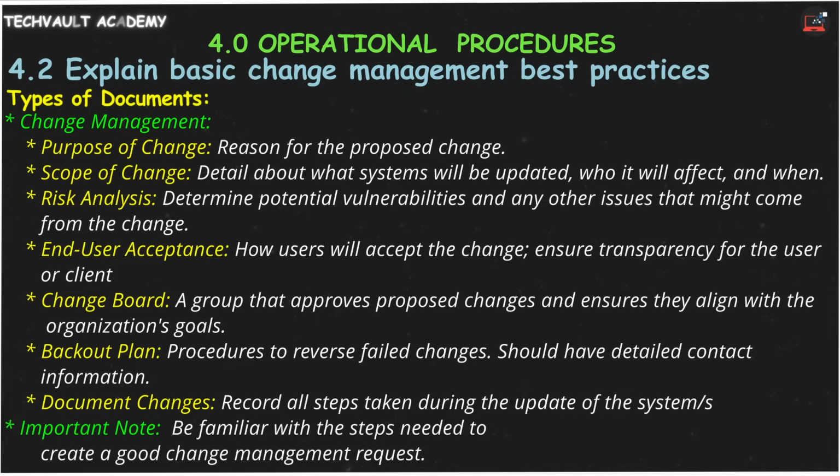Change management: purpose of change is the reason for the proposed change. Scope of change gives detail about what systems will be updated, who it will affect, and when. Risk analysis determines potential vulnerabilities and any other issues that might come from the change. End user acceptance covers how users will accept the change, ensuring transparency for the user or client. Change board is a group that approves proposed changes and ensures they align with the organization's goals. Backout plan: procedures to reverse failed changes.